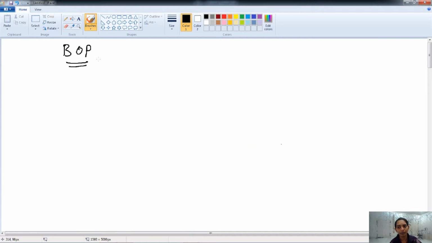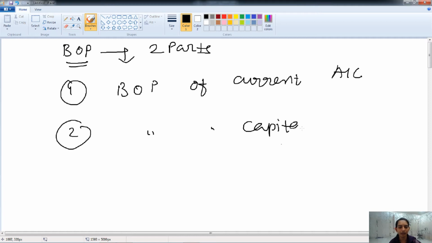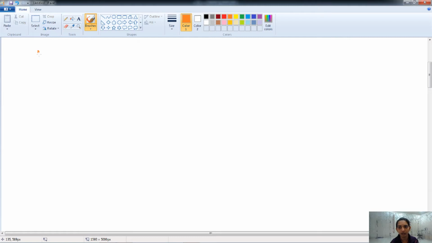Now, the balance of payment is basically divided into two parts. The first one is the balance of payment of current account, and the second one is the balance of payment of capital account. Thus we can say that the balance of payment has two accounts, the current account and the capital account. We will talk about both of these in detail. Let's first start with the current account.